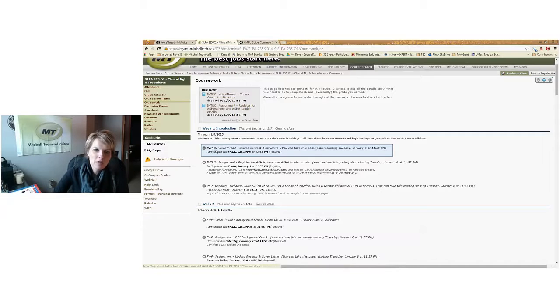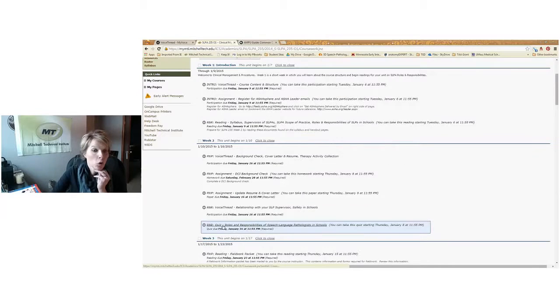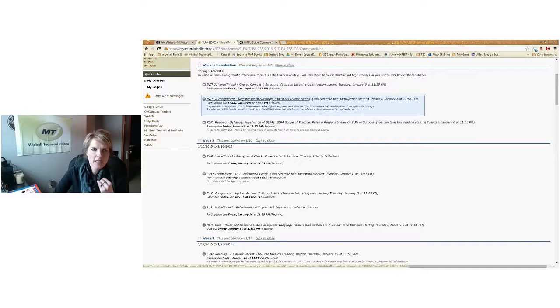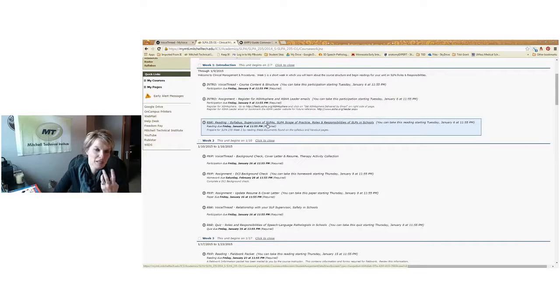After that, we have a colon followed by an assignment type. So is this a voice thread? Is it an assignment, something you're going to have to do or turn in? Is it a quiz or a test or a competency demonstration? That'll help you wrap your head around what type of work you're doing. And then finally, a specific name for that assignment or piece of coursework.